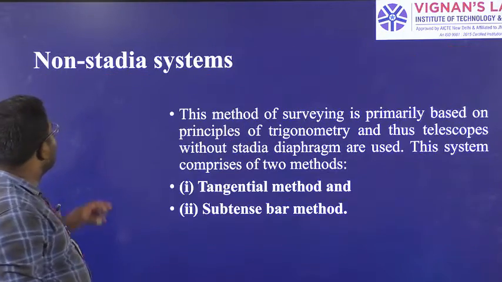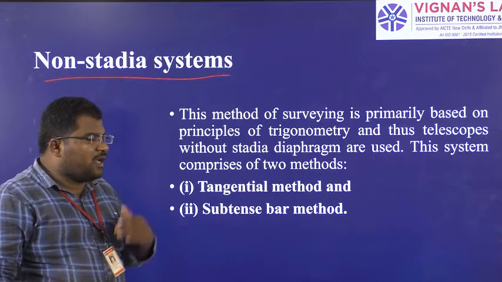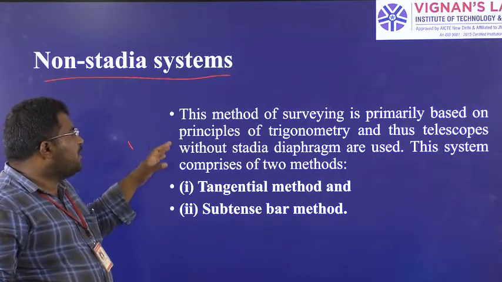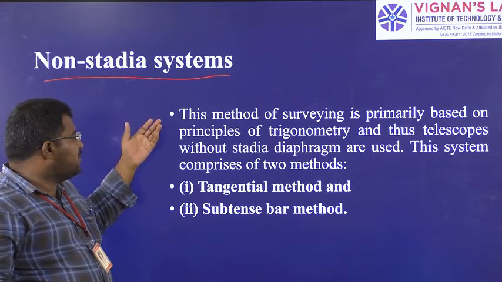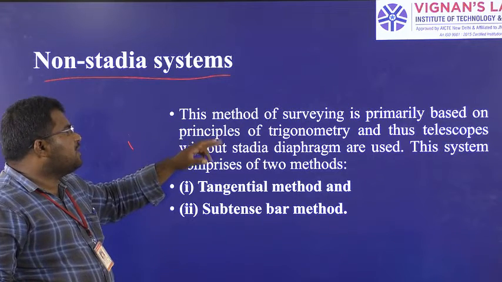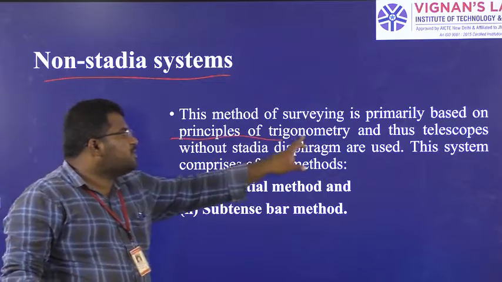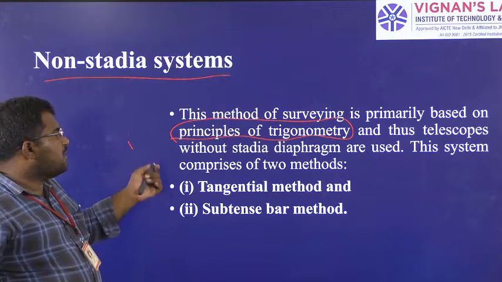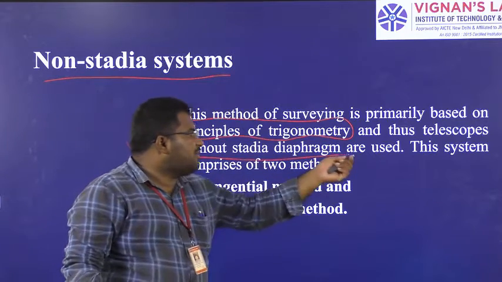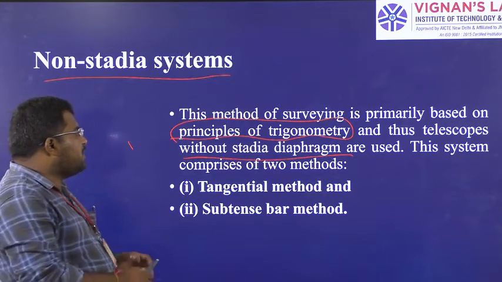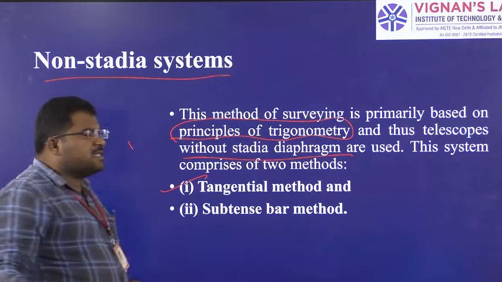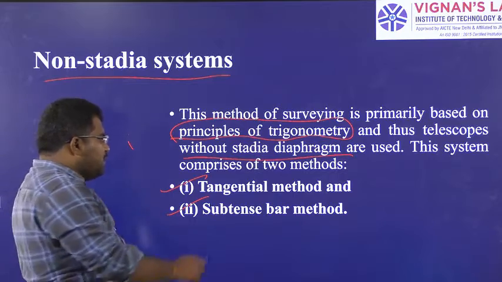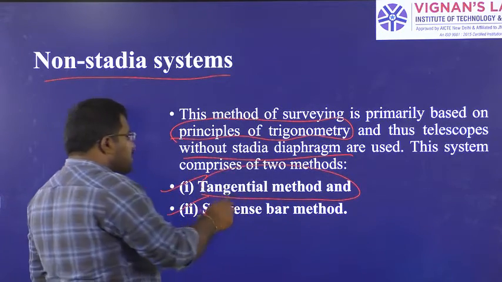Next, the non-stadia system. If you are not using any kind of stadia diaphragm, that is called the non-stadia system. This is like the tangential one. The method of surveying here is primarily based on the principles of trigonometry, so a telescope without stadia diaphragms is used. This system comprises two methods: one is the tangential system and the second one is the subtense bar method. In our syllabus we have the tangential method.